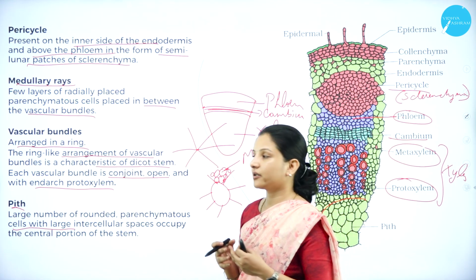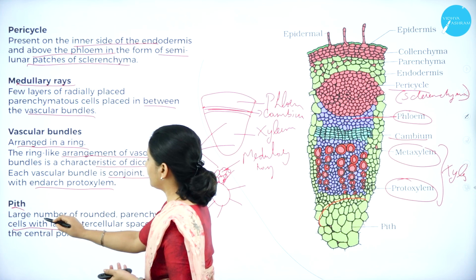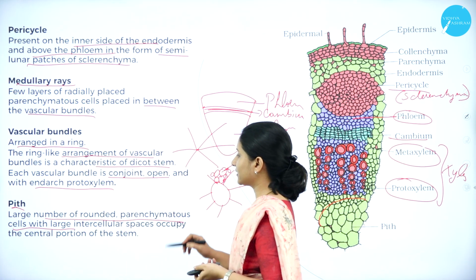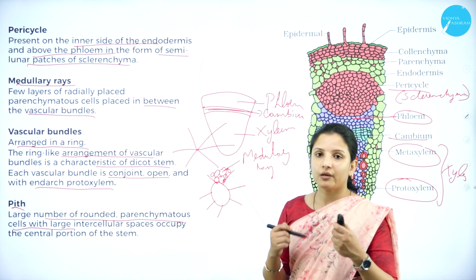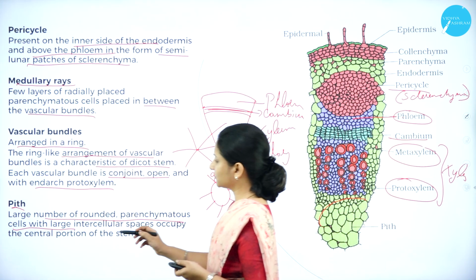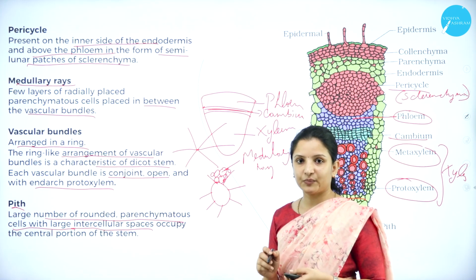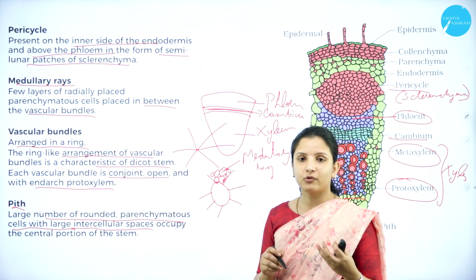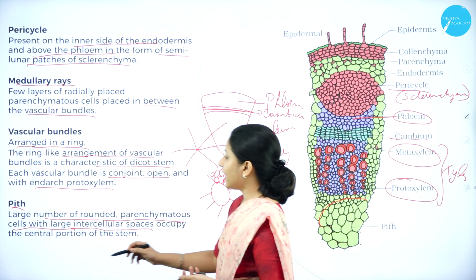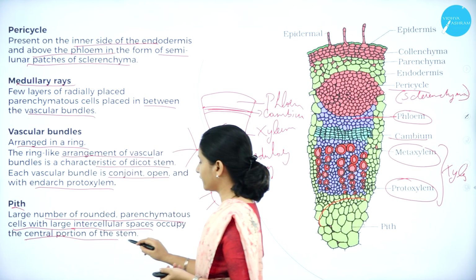It is made up of parenchyma cells. So it is made up of a number of rounded parenchymatous cells having a large amount of intercellular spaces, because you know that parenchyma cells always have intercellular spaces, right? So this also has a large amount of intercellular spaces, and it forms the central portion of the stem.